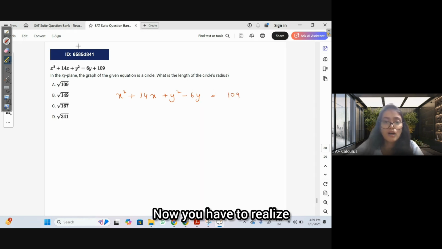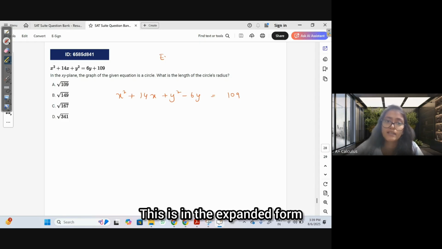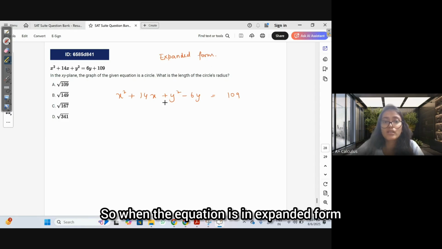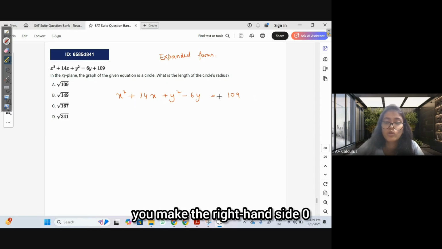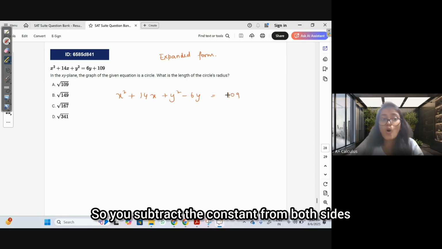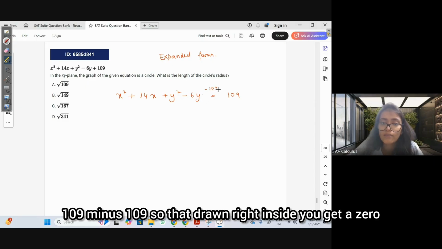Now, you have to realize that this equation is not in the standard form. This is in the expanded form. When the equation is in expanded form, you make the right hand side 0. So you subtract the constant from both sides. So you do minus 109 on both sides, so that on the right hand side you get a 0.